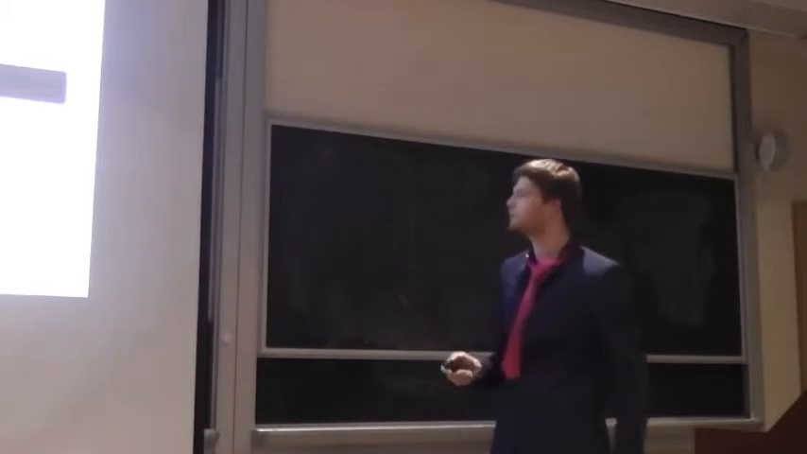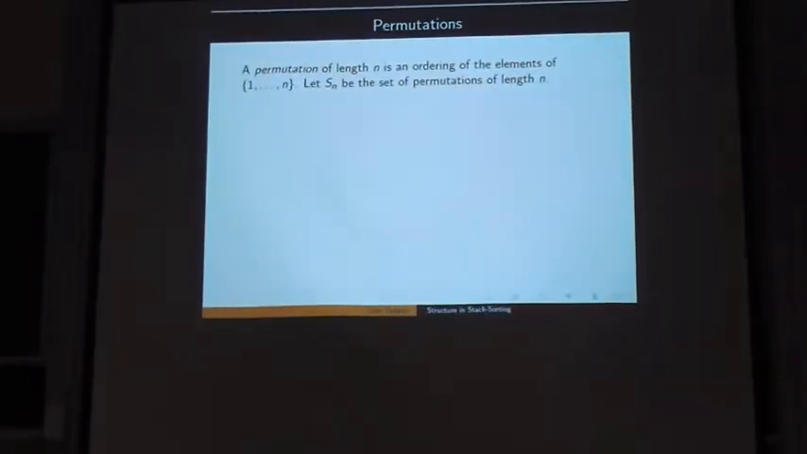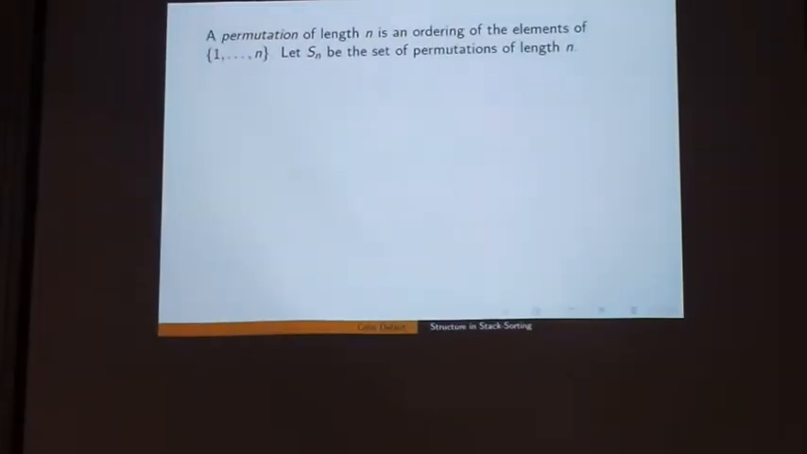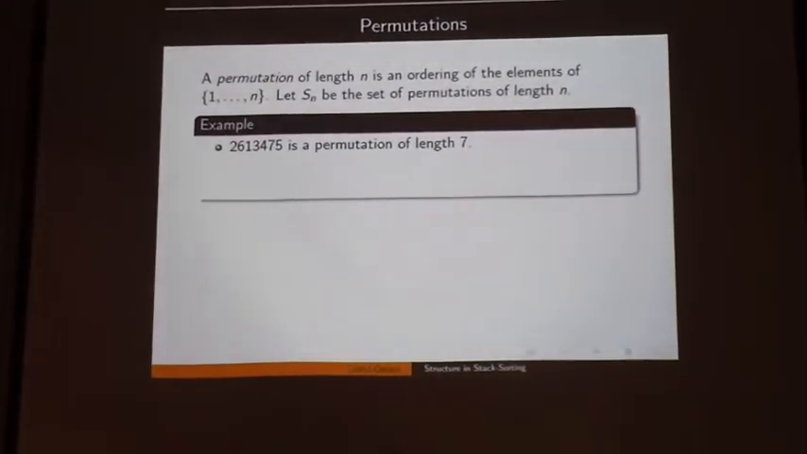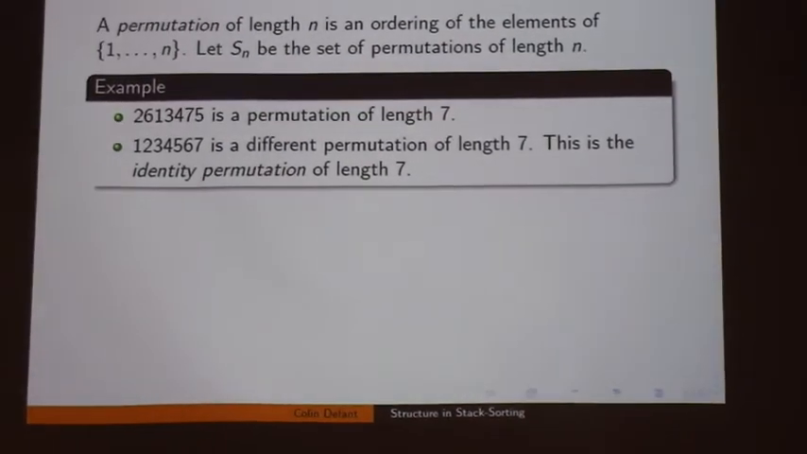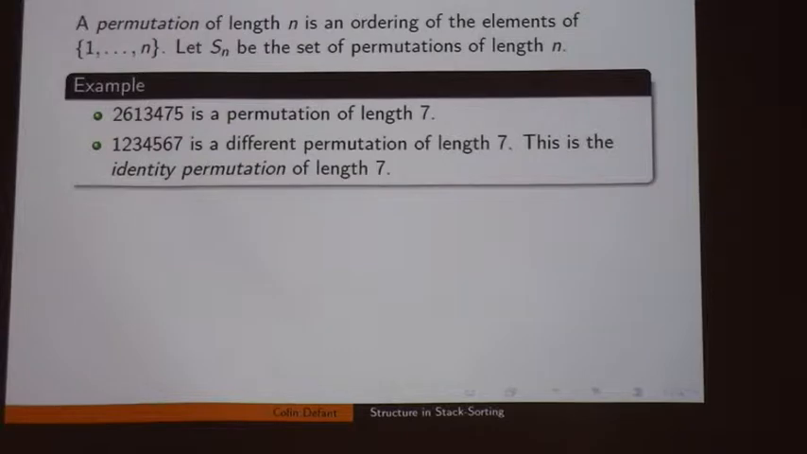Okay, so that's my goal, but before I do that, let me just make sure we're all on the same page. So for me, a permutation of length n is just an ordering of the numbers from 1 to n, and I'll let S_n be the set of permutations of length n. So for example, here's a permutation of length 7. Here's another example of a permutation of length 7. This is the identity permutation of length 7. Identity just means everything's in increasing order.